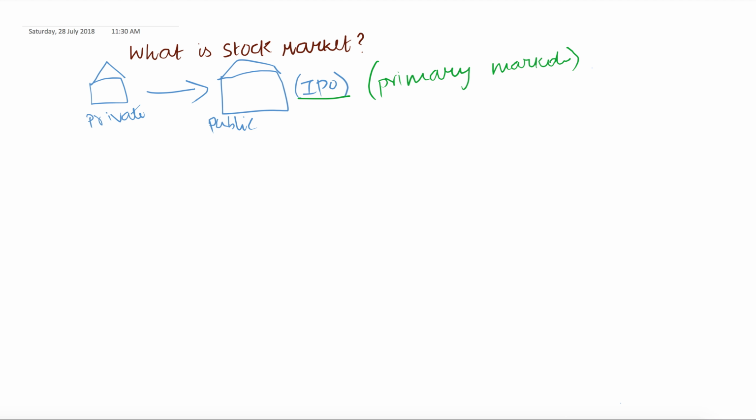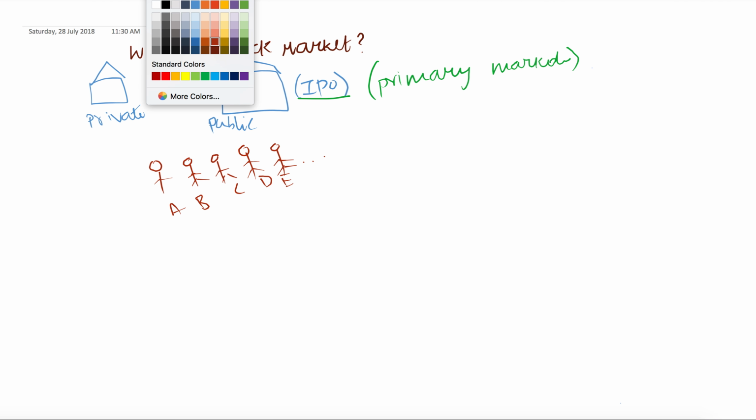Suppose these are the public people who have bought shares of that company via IPO. So A, B, C, D, E and so on bought the shares of that company from the primary market, called IPO. Once these people have bought the shares from the primary market, the IPO would expire. Then these people can trade the stocks in the stock exchange.